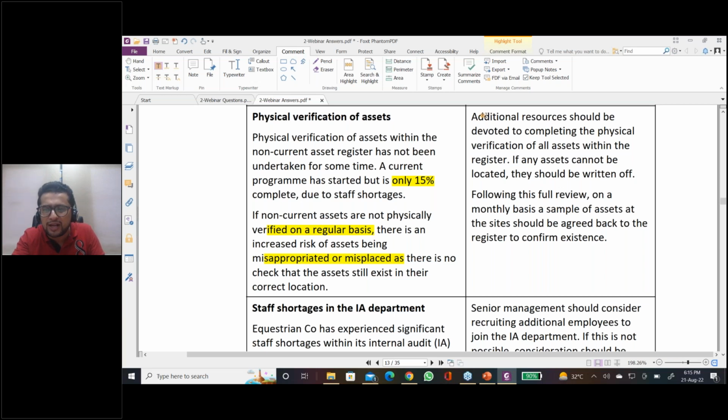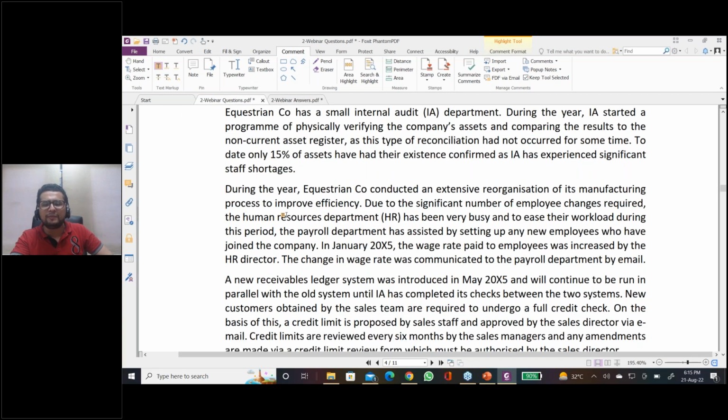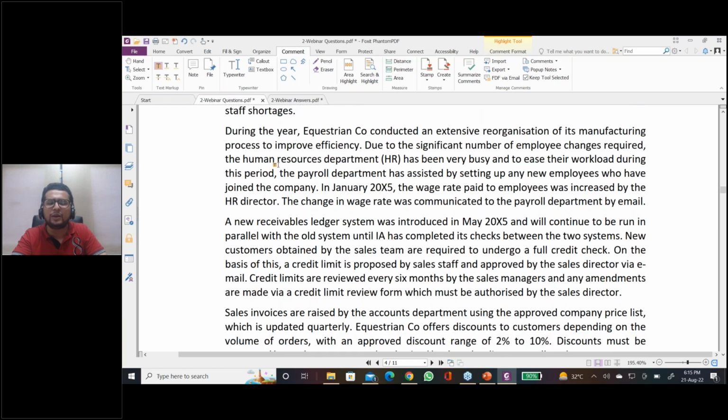So let's see what the solution has to offer. Additional resources, that's the key word, should be devoted to completing the physical verification of all assets within the register. If any assets cannot be located, they need to be written off. This is it. Nice and easy, 1 mark. Let's continue with the question. We are done with the third paragraph as well. We found 1 deficiency so far.